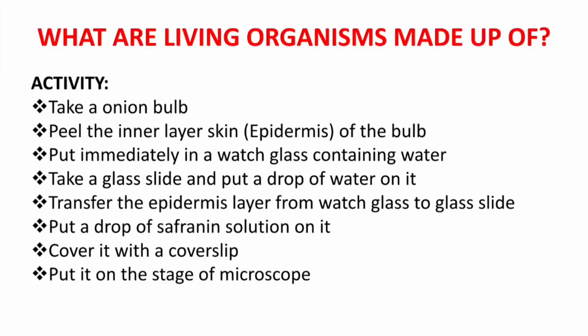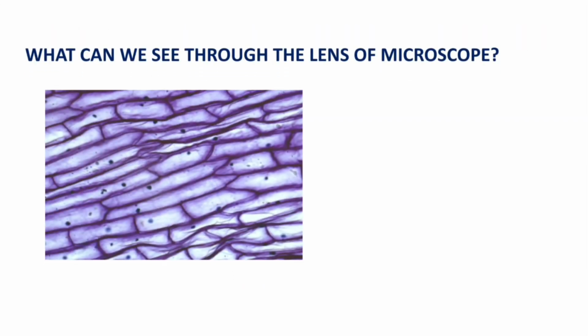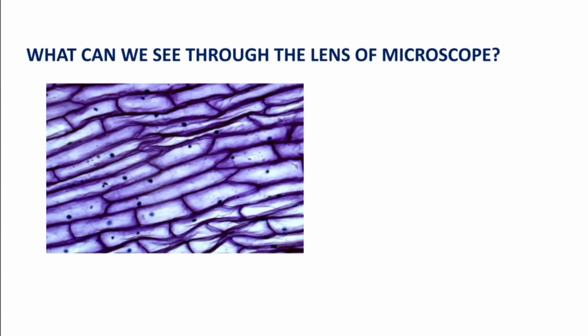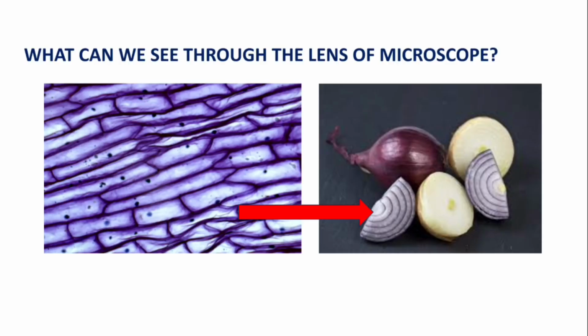So what can we see through the lens of the microscope? We can see this type of sight. Now, what are these structures? We can see these structures look similar to each other, right? So, together they form a big structure like an onion bulb. These small structures are the basic building units of the onion bulb. These structures are called cells.